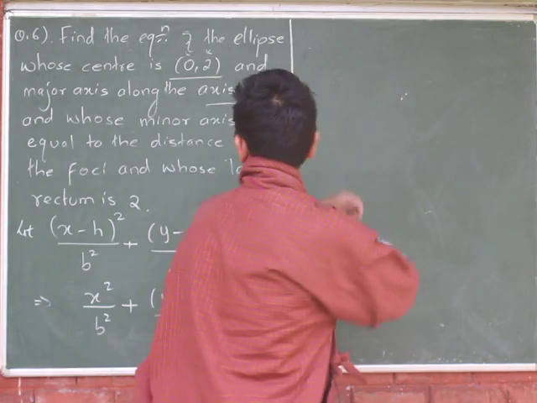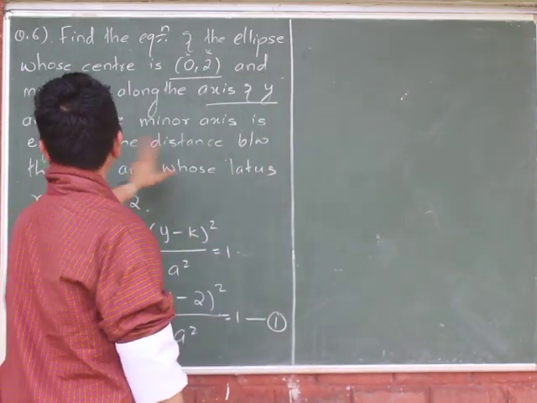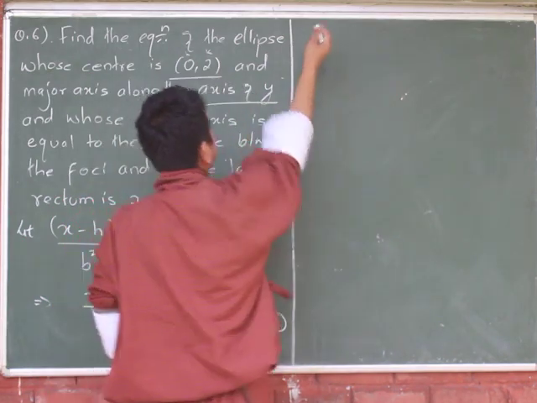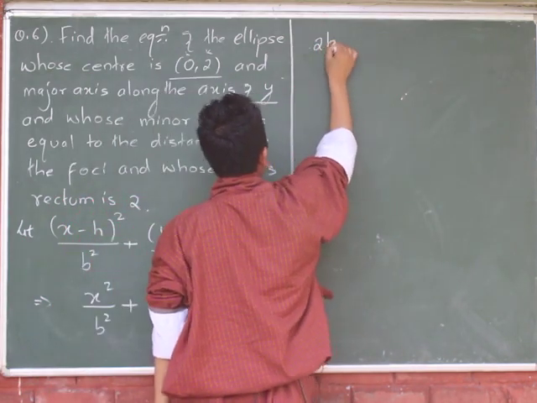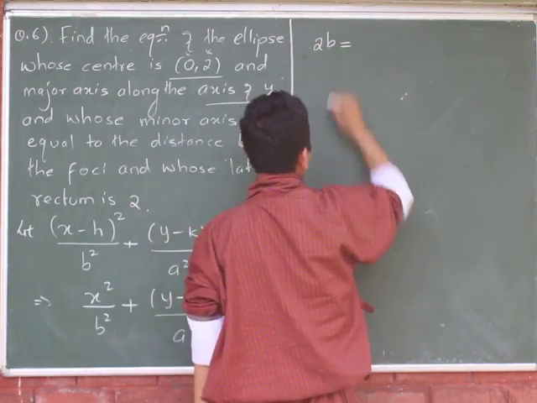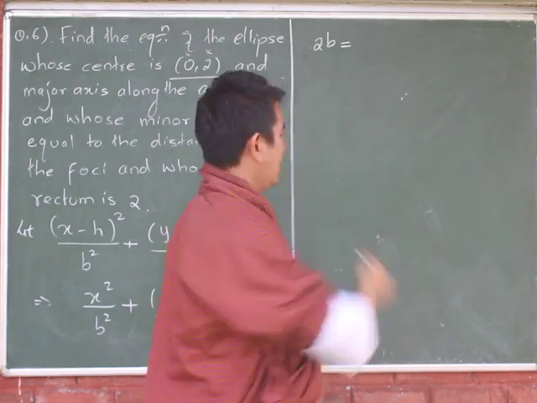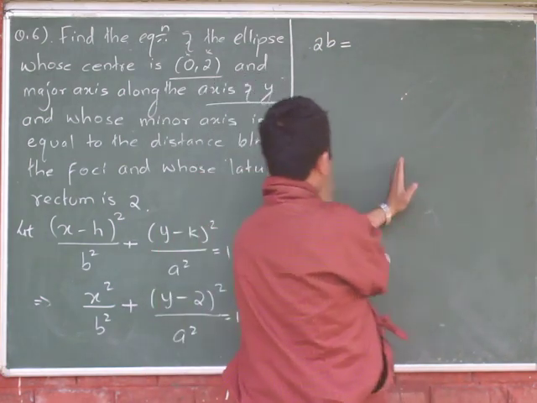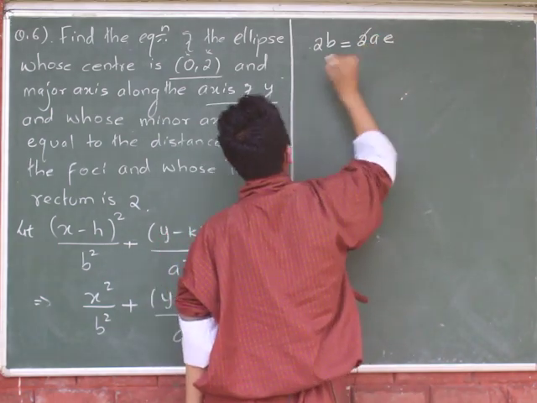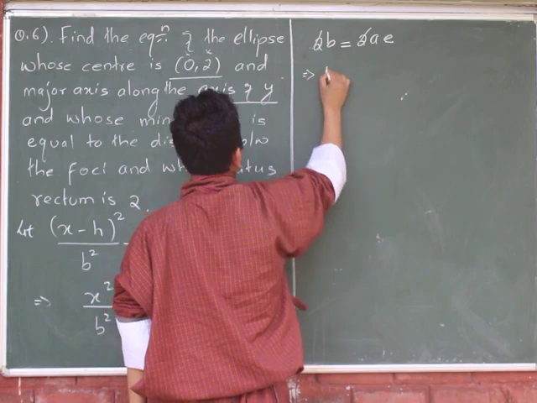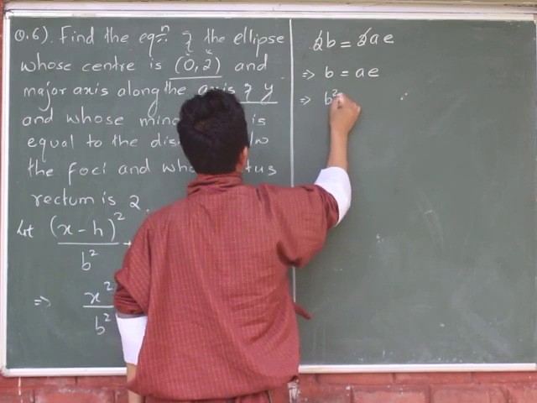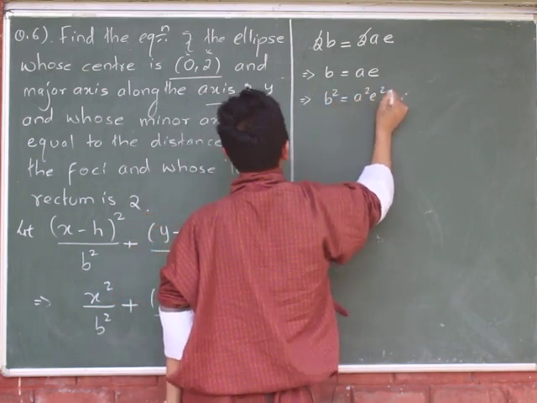Now what they have given is, whose minor axis is equal to the distance between the foci. What's the minor axis? Minor axis is 2b, which is equal to the distance between the two foci. What's the distance between two foci? I did it in the previous video: from center to ae, center to ae. So the distance between two foci is 2ae. Definitely 2 and 2 will get cancelled. We have b is nothing but ae. If you want, you can square it: b square is equal to a square e square.